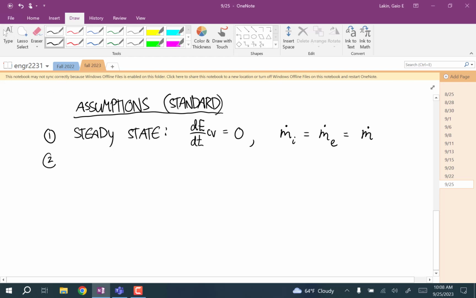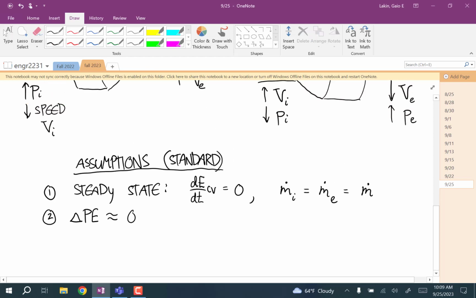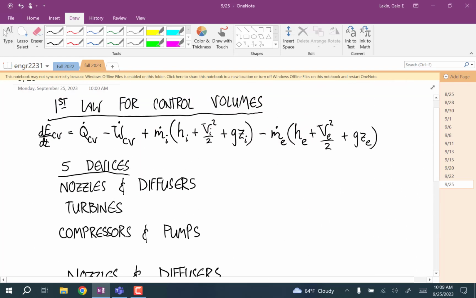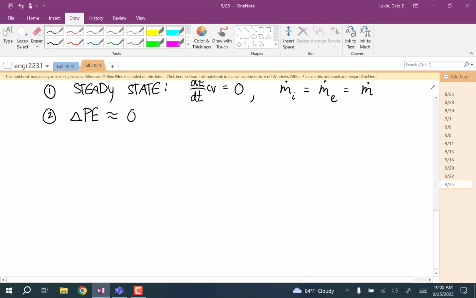Second, we're going to assume that the change in potential energy is negligible. Okay, so in here, the potential energy terms are the g z's, so we'll cancel those out. We'll ignore those.